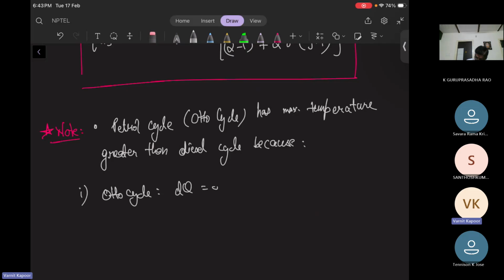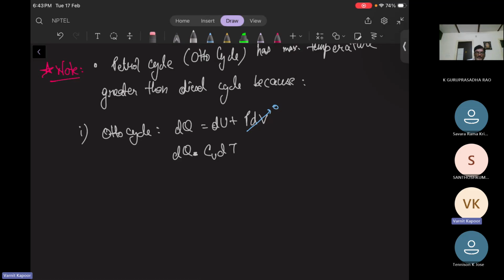net heat interaction is du plus dw, where dw is nothing but pdv. When you are adding the heat at constant volume, the change in volume will be zero, so it will be cv times dt. So net heat interaction is basically raising the temperature. So all the heat added is increasing the temperature.